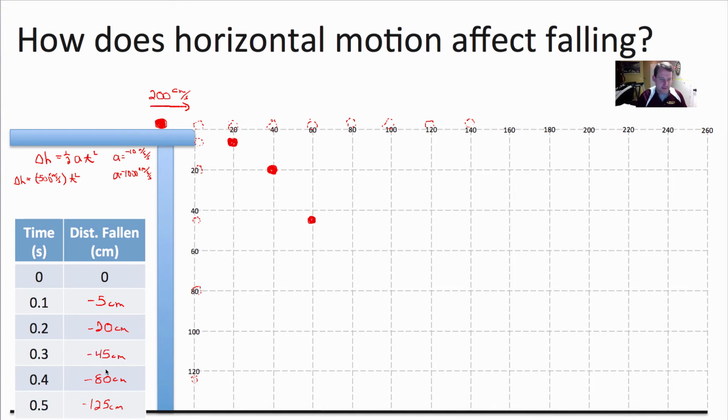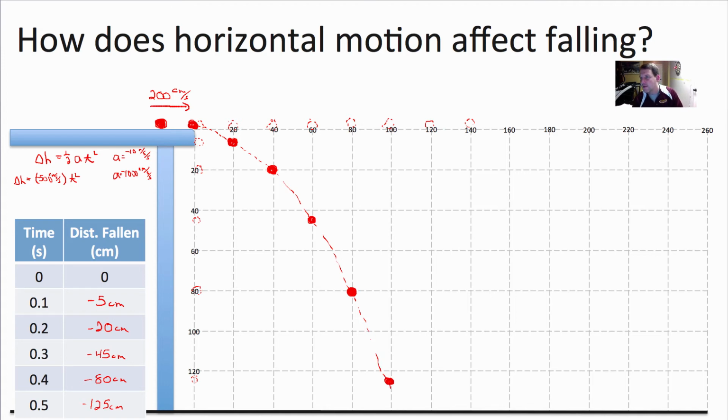And the next one, at 0.4 seconds, we've gone over 80 centimeters and we've fallen down 80 centimeters. And on the next one, we've gone over 100 centimeters and fallen down 125 centimeters. That is the actual path of the ball. So it leaves here and follows this path. And this path, of course, is a curved path, just like that. Well, what if we had a ball that was traveling faster?